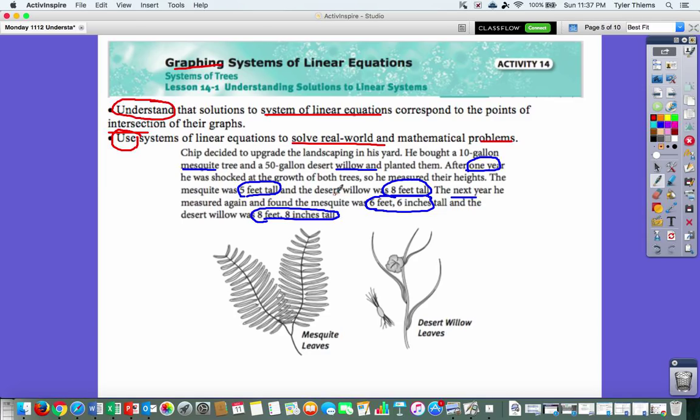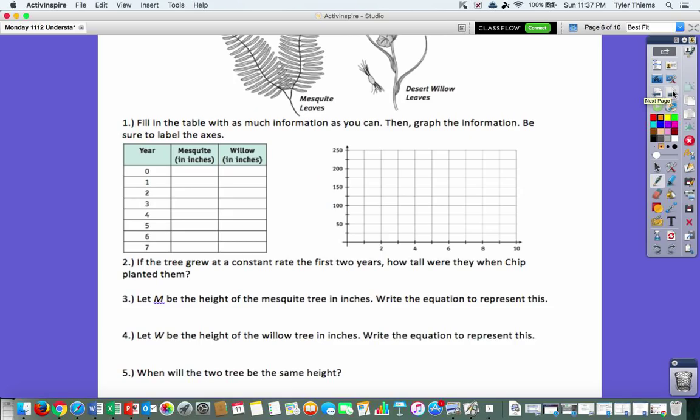I'm going to separate these out a little bit by color so you can see that after year 1, the mesquite was 5 feet tall, and then it went up to 6 feet 6 inches tall. And the desert willow was 8 feet tall, but the second year it was 8 feet 8 inches tall. So number one, it wants us to fill in the table with as much information as you can. First of all, notice that this is in inches.